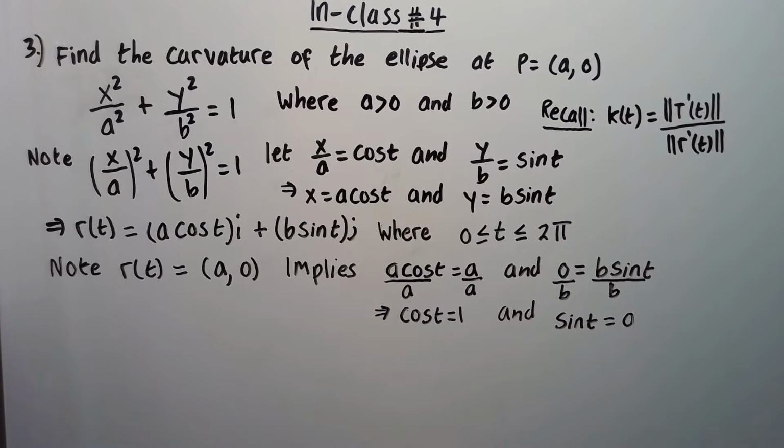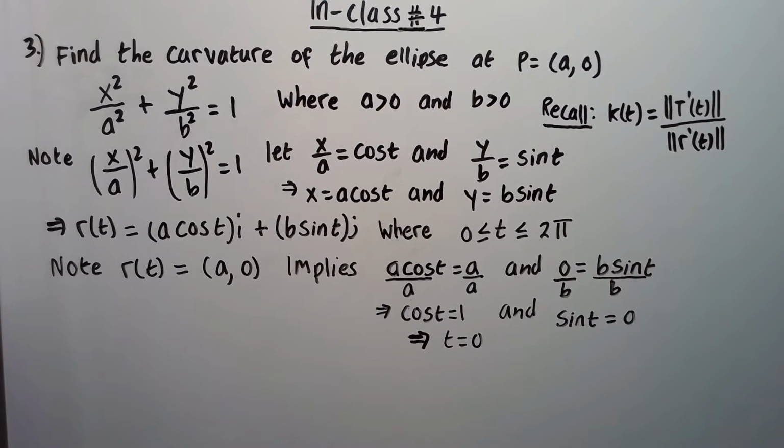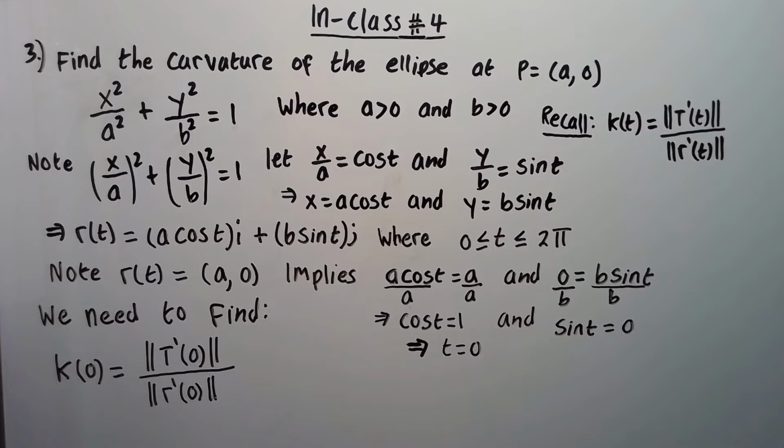Okay. So we need to figure out what t value makes cosine 1 and sine 0 between 0 and 2 pi. Well, it looks like it's just at 0, because cosine of 0 is 1 and sine of 0 is 0. So it follows t is 0. So basically we're looking for the curvature when t is 0, right here.